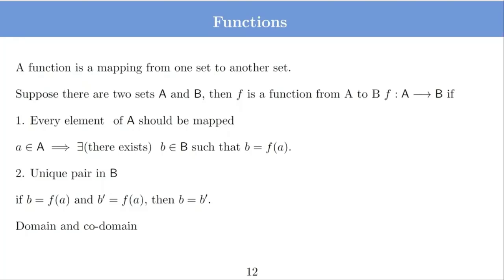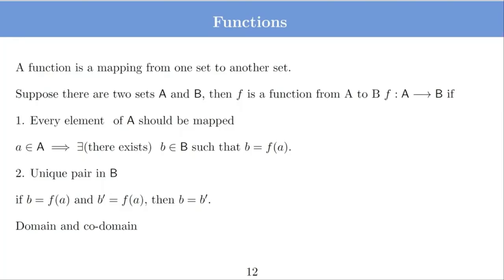And the second condition is uniqueness: every a should be mapped to only one b. Mathematically this can be written as: if b = f(a) and b' = f(a), then b should be equal to b'. It means if there are two elements b and b' which are both mapped from a under f, then they should be equal.